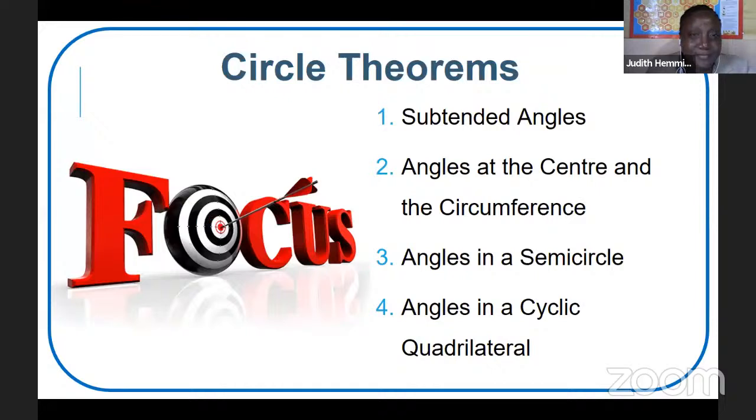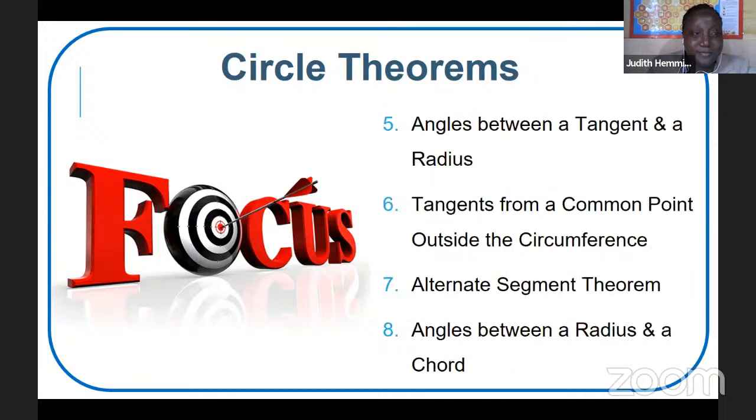We're looking at subtended angles, angles at the center and the circumference, angles in a semicircle, angles in a cyclic quadrilateral, angles between a tangent and a radius, tangents from a common point outside the circumference, the alternate segment theorem, and angles between a radius and a chord.